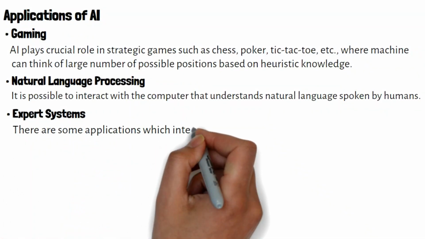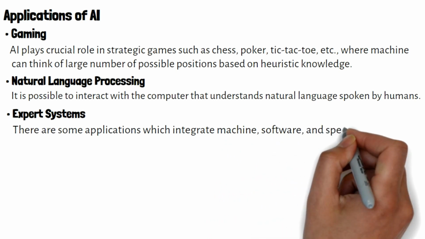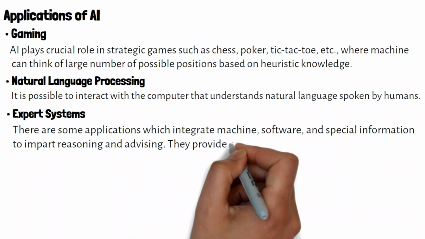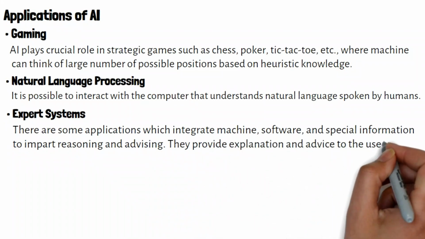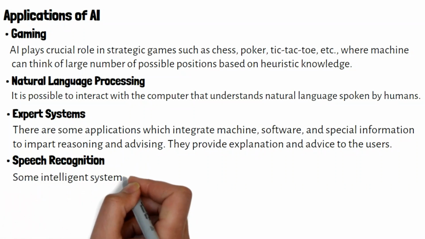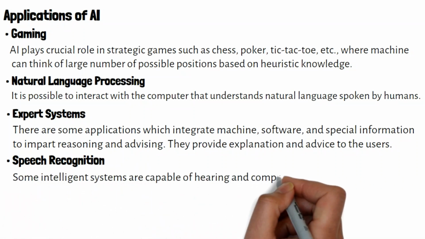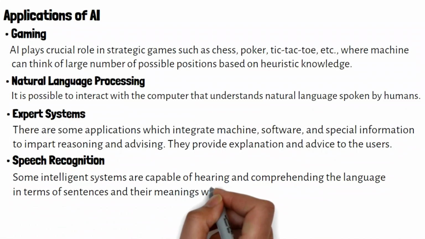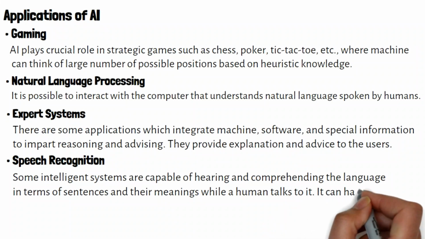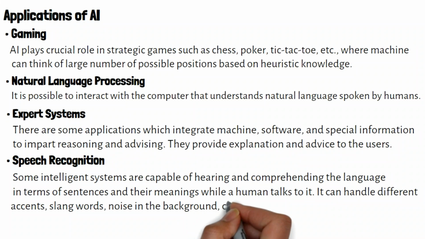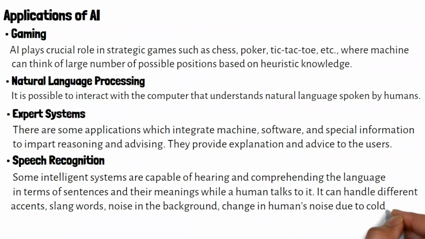Expert systems. There are some applications which integrate machine, software, and special information to impart reasoning and advising. They provide explanation and advice to the users. Speech recognition. Some intelligent systems are capable of hearing and comprehending the language in terms of sentences and their meanings while a human talks to it. It can handle different accents, slang words, noise in the background, change in humans' noise due to cold, etc.